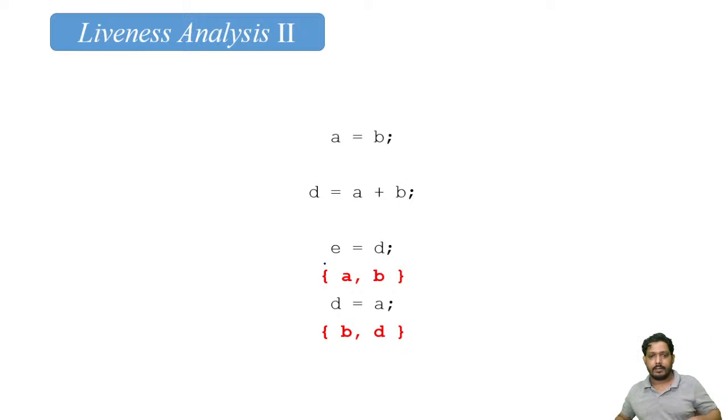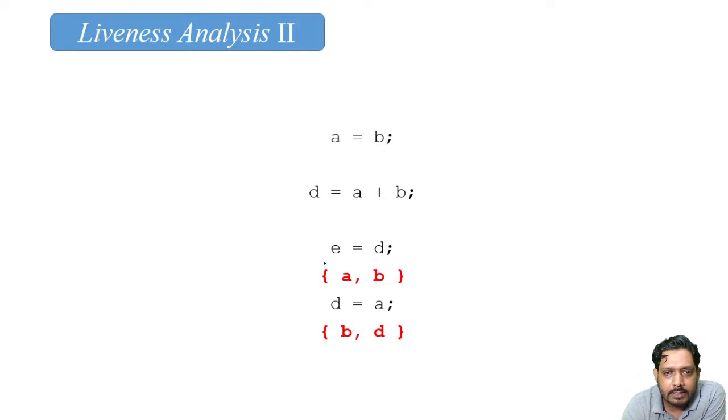Yes, Prathamesh, I am repeating it. So now d is equal to a, let me complete this, then I am repeating it. So now d is equal to a, d will be dead and a will be available, so a and b.